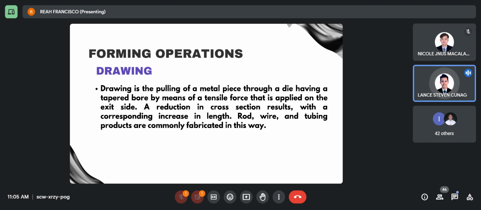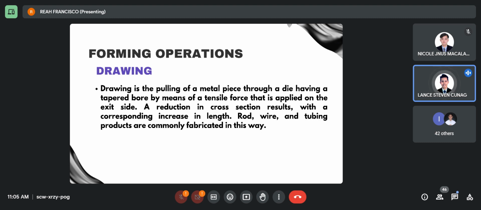So the advantages of drawing: it improves mechanical properties. Drawing can enhance the mechanical properties of the drawn metal, making it stronger and more ductile. In precision, the process allows for precise control over the diameter and length of the drawn material. In applications, wire drawing is used in the production of wires, cables, and springs. Tube drawing is employed in manufacturing medical tubing, automotive components, and various precision parts.